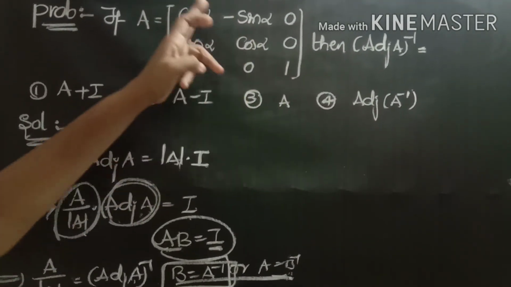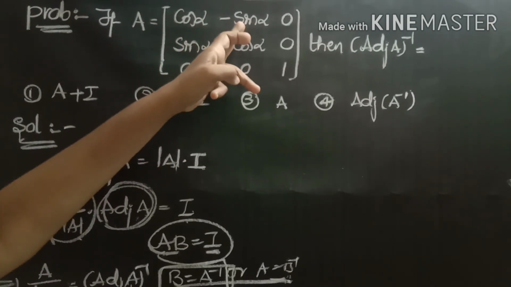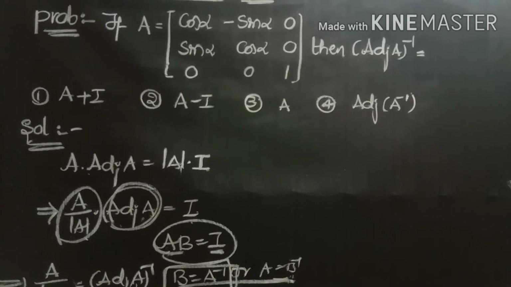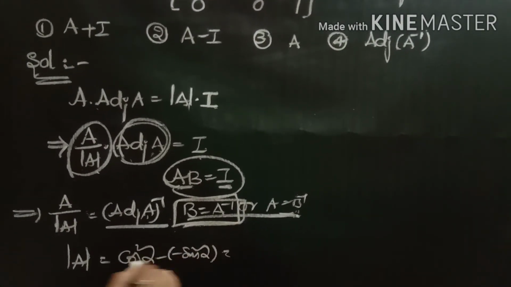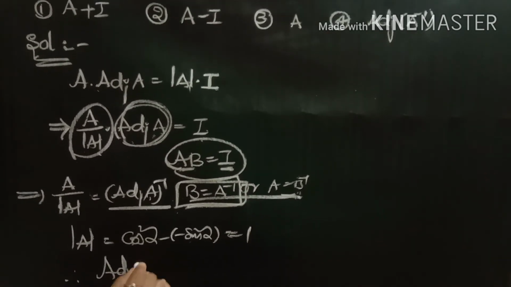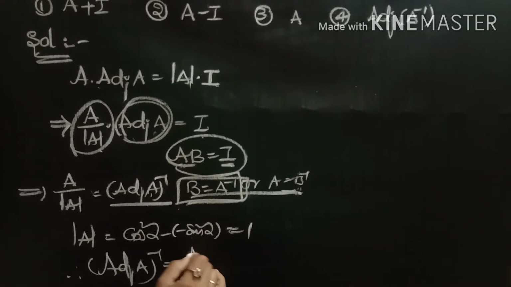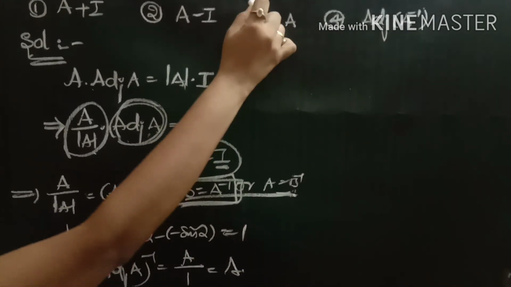So the determinant value is equal to cos alpha into cos alpha, cos square alpha, minus sin alpha into minus sin alpha, minus sin square alpha. That is cos square alpha minus minus of sin square alpha, that is cos square alpha plus sin square alpha equals 1. Therefore, adjoint A whole inverse is equal to A by mod A, value 1, that is A. So the answer is the third option.